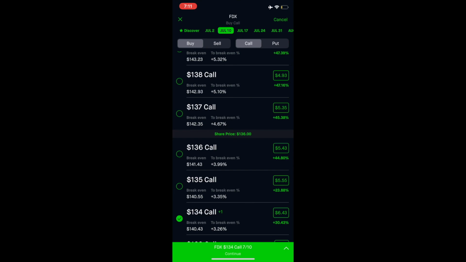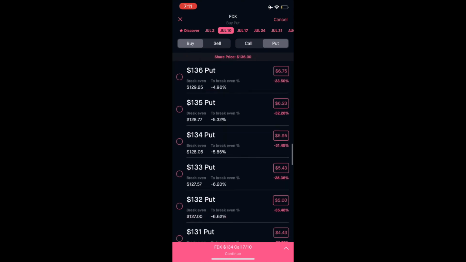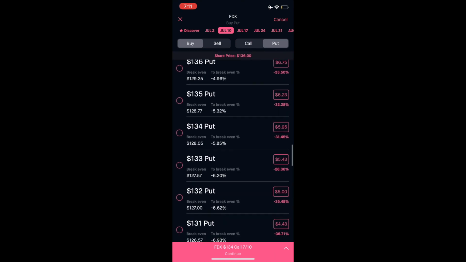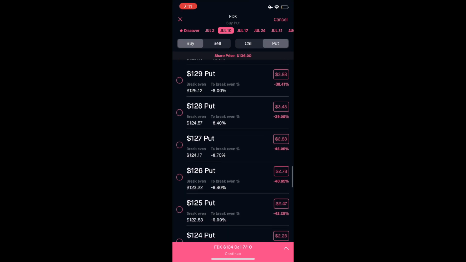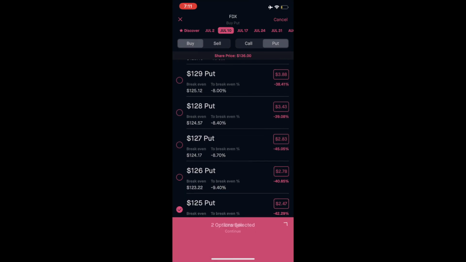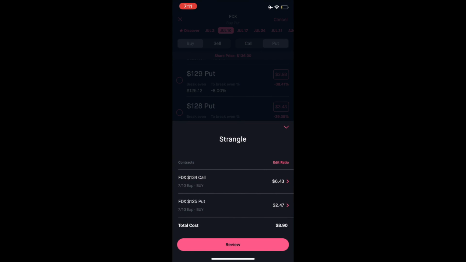To make it a lot cheaper, remember, we're keeping the same expiration date. So to make it a lot cheaper, we're going to the put side, but we're going to pick something cheaper because we do not want to spend a lot of money. So let's say we pick the 125 put. At that point, if you click here, you guys see you pay strangle. Now the strangle allows you to pick a different strike to bring down the premium a little bit, right?